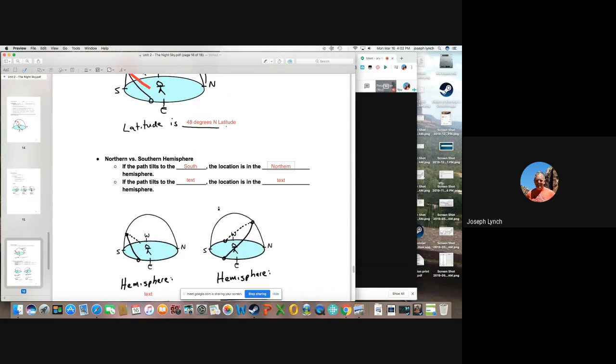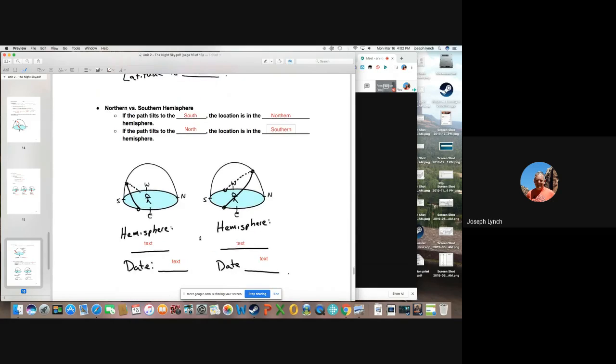It never gets as far north as we are. If the path tilts to the north, you're in the southern hemisphere. Okay, so whichever way it tilts, you are in the opposite hemisphere. So we draw in our little arrow for this. It's tilting up this way. All right, and I'm going to say it's tilting to the south, so I'm in the northern hemisphere.